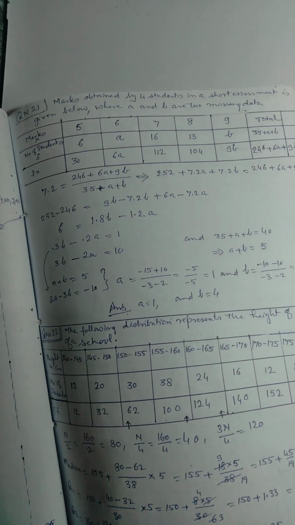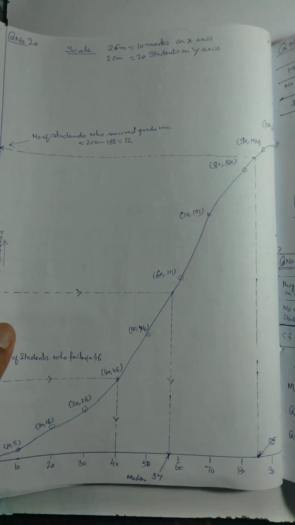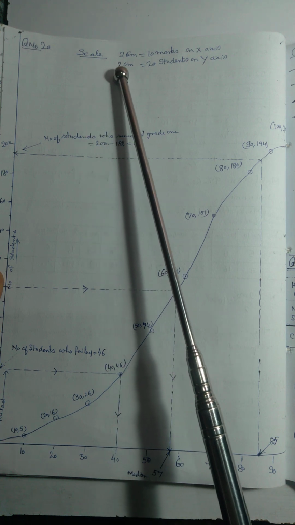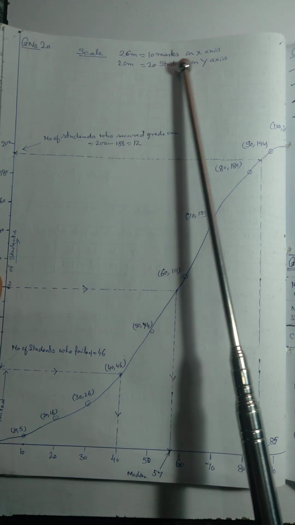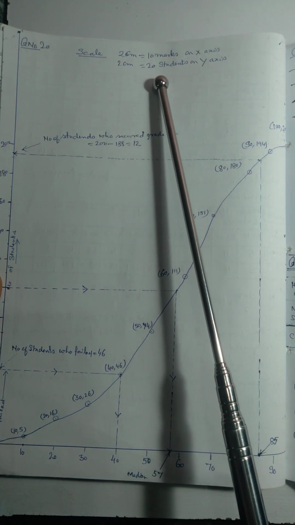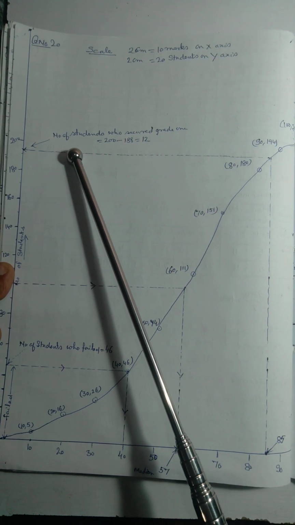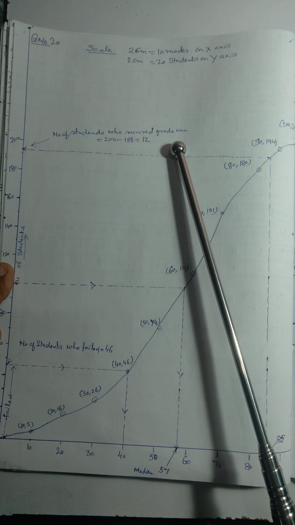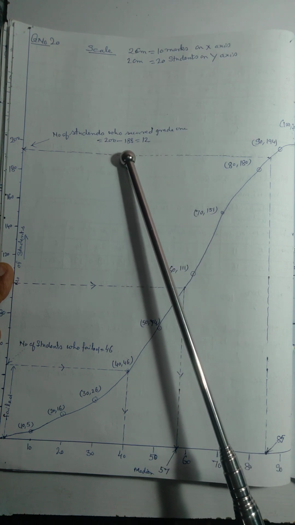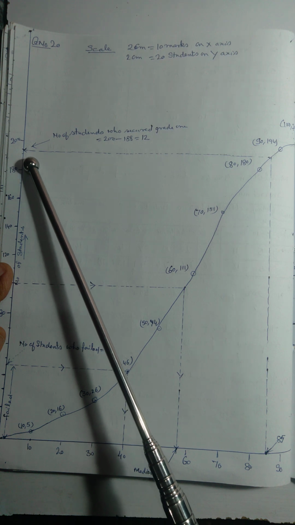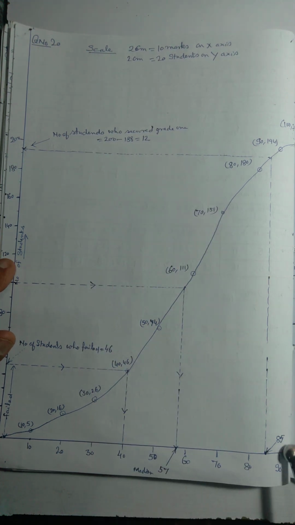The same question we have to do by the graph method. You see, I have taken the scale here. That is 2 centimeter equal to 10 marks on the x-axis, 2 centimeter equal to 20 students on the y-axis. Number of students who secured grade 1, that is 200 minus 188. Here you see 188 यहाँ पर पड़ता है. यहाँ से देखिए पहले तो.